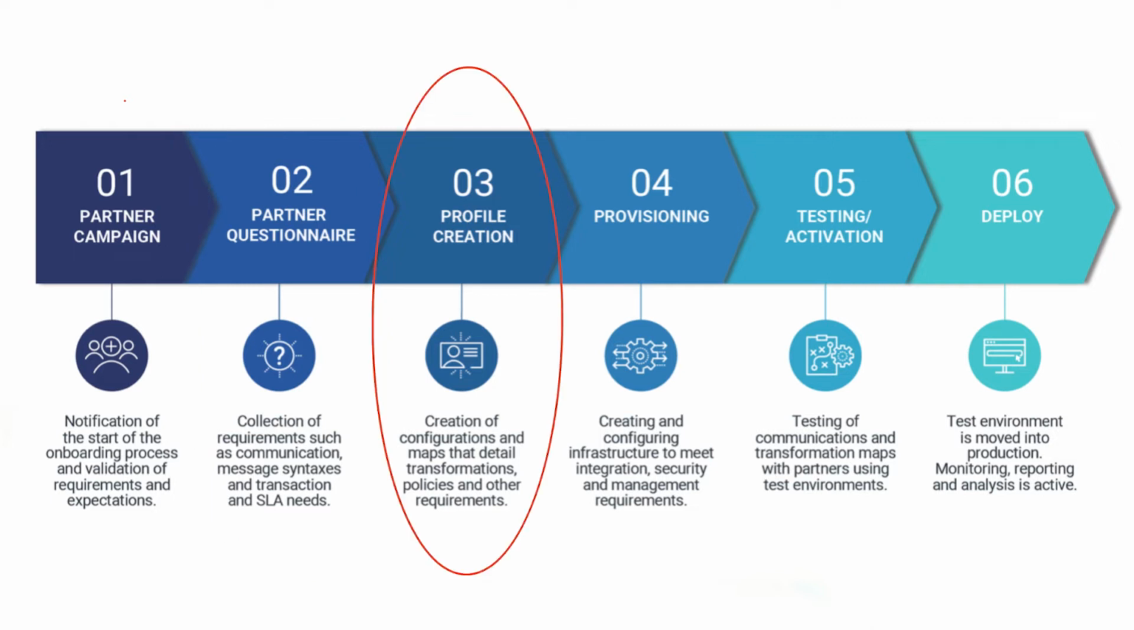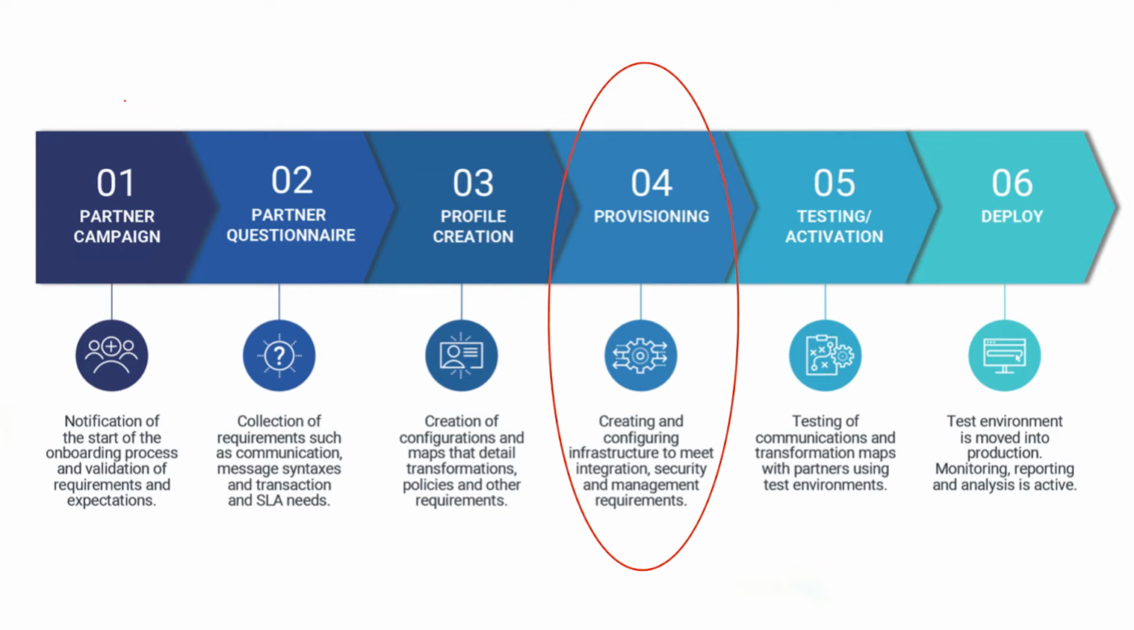3. EDI Profile Creation. Used to decide how partners are going to connect. Since there is no standard way of connecting to a trading partner, this step is crucial for determining the configuration of maps. 4. EDI Provisioning. Provisioning determines your own infrastructure needs, including creating and configuring of maps to meet the integration security and other requirements.